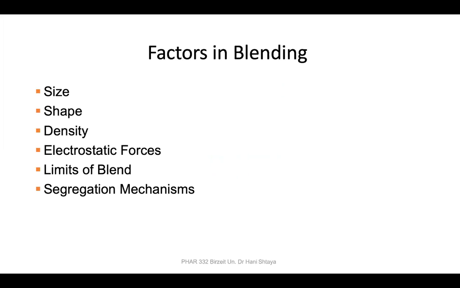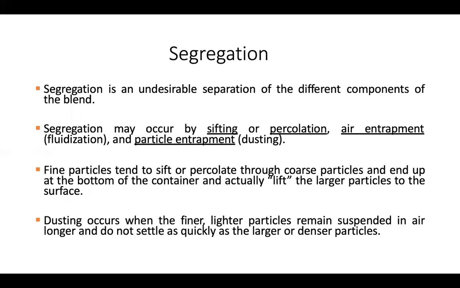Factors in blending: what are they? You have to check size, shape, density, electrostatic forces, limits of blending, and segregation mechanisms. Now segregation is another problem of mixing of the powders. Segregation is an undesirable separation of the different components of the blend. Segregation may occur by sifting or percolation, air entrapment, fluidization, and particle entrapment dusting.